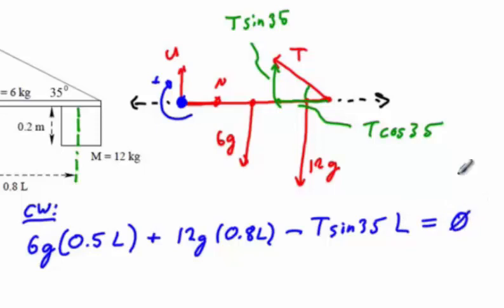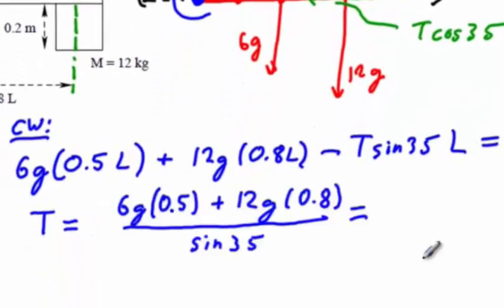Please notice two things. Number one, since there is an L in every term, we can factor that out and divide it away. And number two, the only unknown in this problem is the tension. Therefore, we will be able to solve for the tension directly, yielding the numerical result 215 newtons.